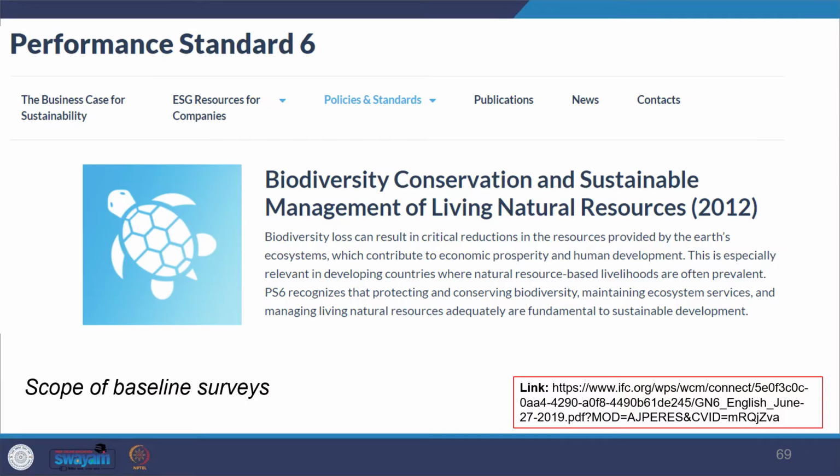You may need to study more than one survey season. So you might not do it in only one season, but in multiple seasons. And you may note that such studies can be expensive and also time consuming, so you have to really see what studies have to be done. You will find that IFC Performance Standard 6 provides the guidance for baseline survey. You can see the snip of the IFC standard here.